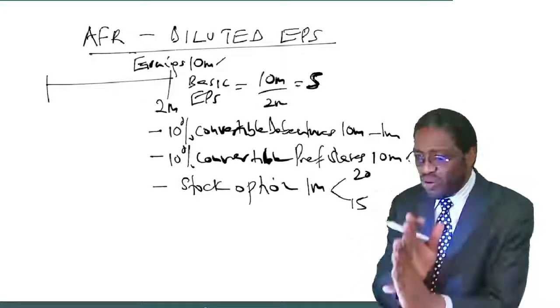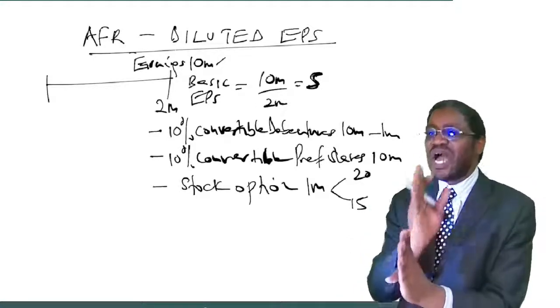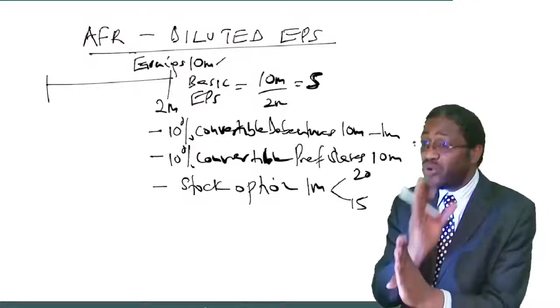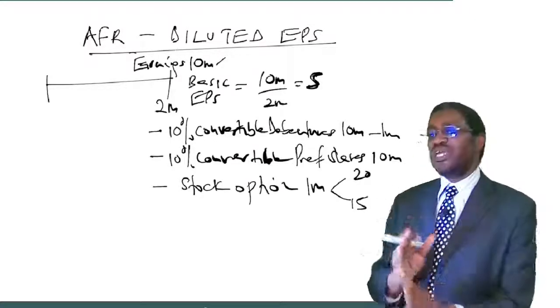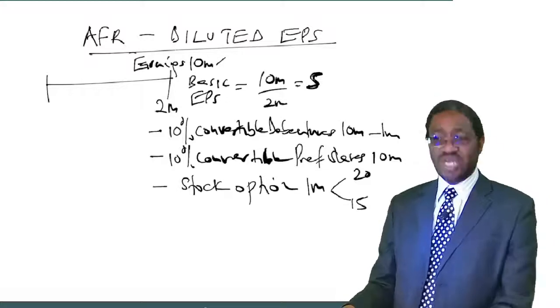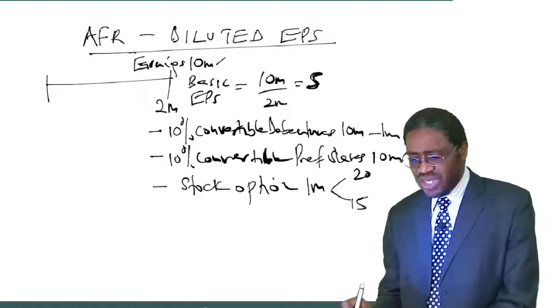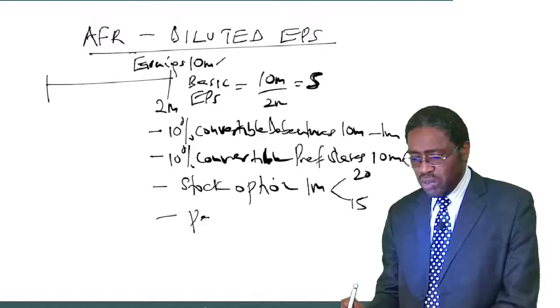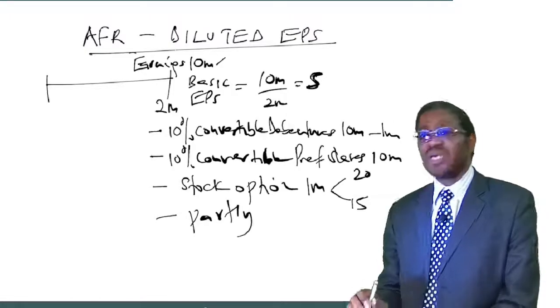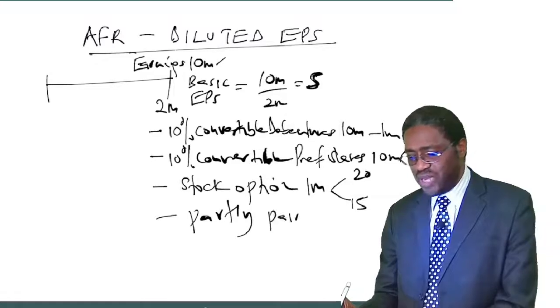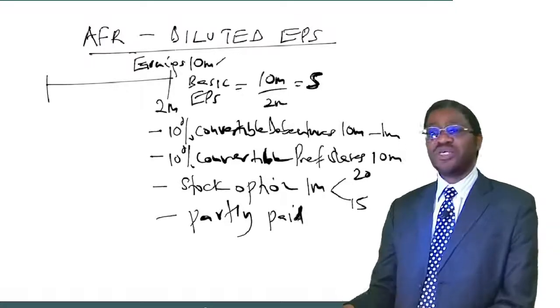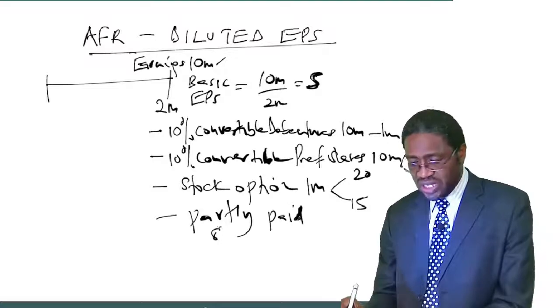If by the end of the year your company still has a stock option which the employees have not yet exercised, then it can dilute the interest of the existing shareholders. Another instrument is what we call partly paid shares. Partly paid shares are also considered to be dilutive.